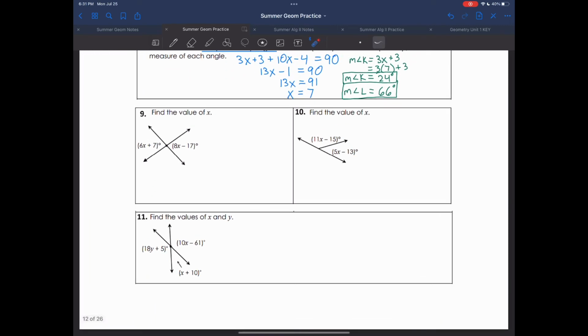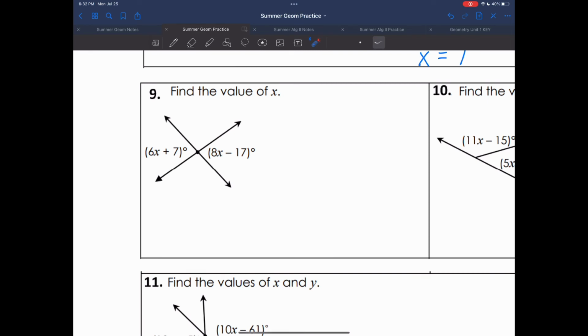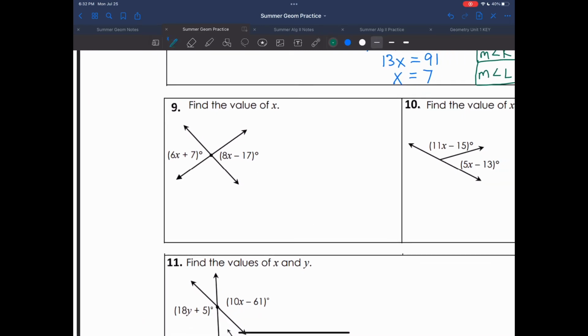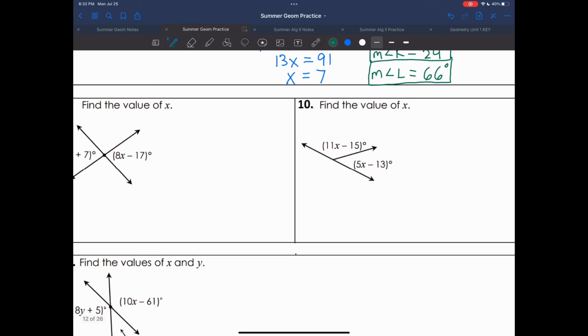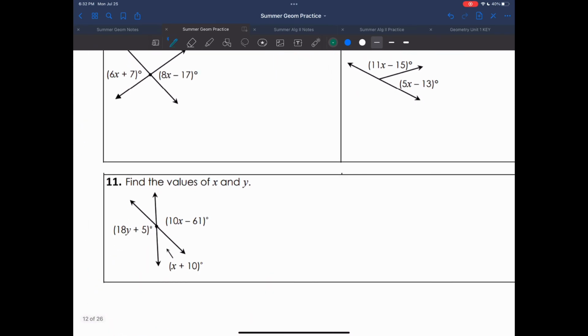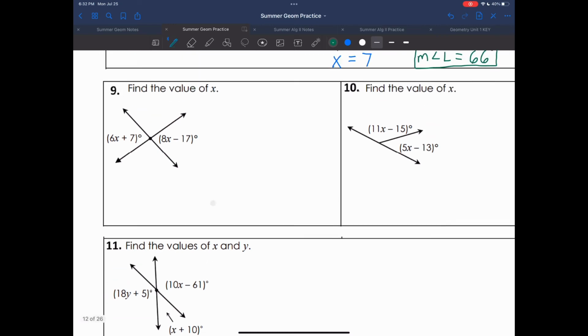Okay, we've got just 3 problems left. Let's look at number 9. So now no word problems, just a picture. And actually, I think all of these just say find the value of x. Yeah, so we're just solving for the variables. This one is going to be x and y. That'll be a little bonus one right there.